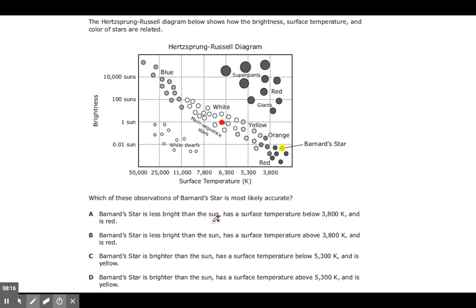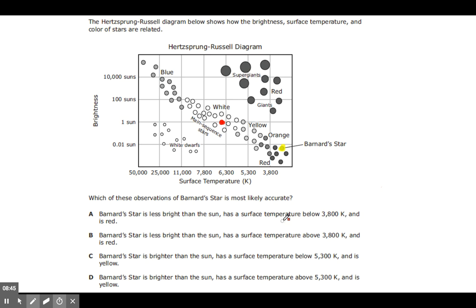Barnard's star is less bright than the sun. Is that true? Yes, that is true, because Barnard's star is lower on the HR diagram than the sun. It's below the sun, and remember, brightness is up and down. So this star is brighter than this star just because it's above it. So that part is true.